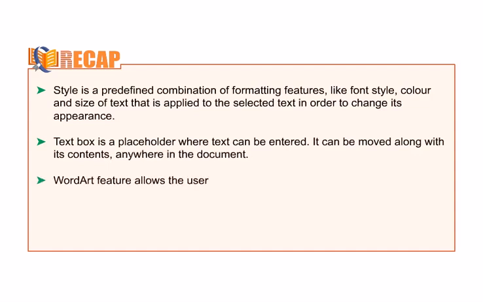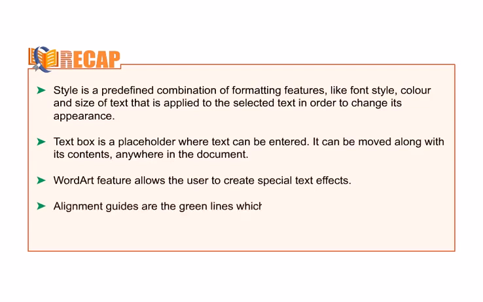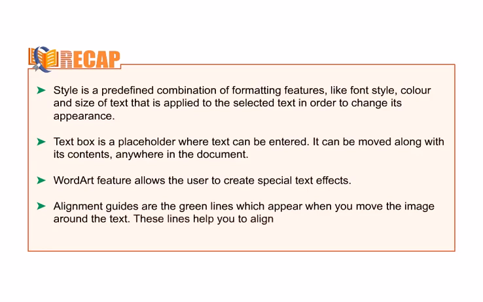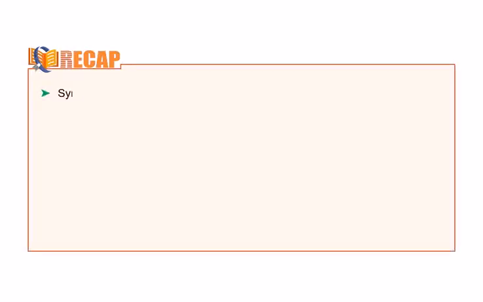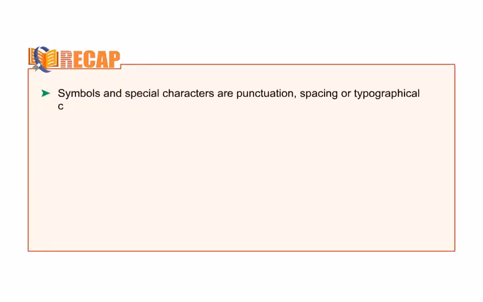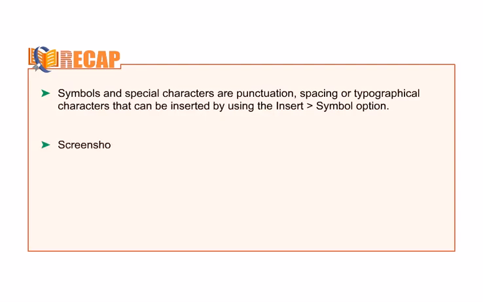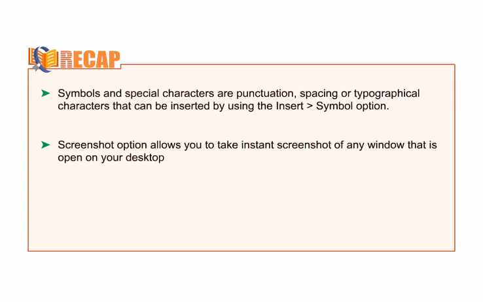Word art feature allows the user to create special text effects. Alignment guides are the green lines which appear when you move the image around the text. These lines help you to align the image along with the text in a document. Symbols and special characters are punctuation, spacing, or typographical characters that can be inserted by using the Insert, then go to Symbol option. Screenshot option allows you to take instant screenshot of any window that is open on your desktop without leaving the program that you are working in.